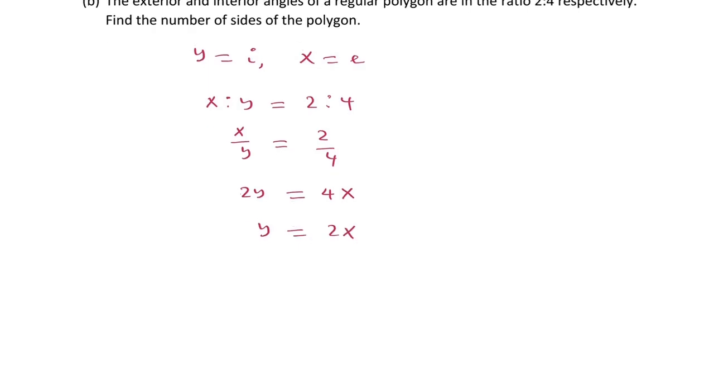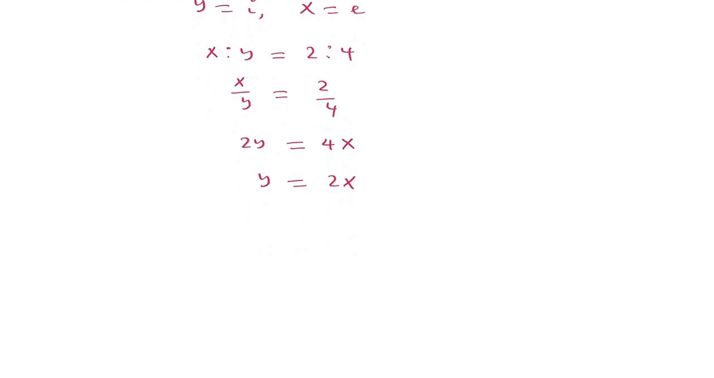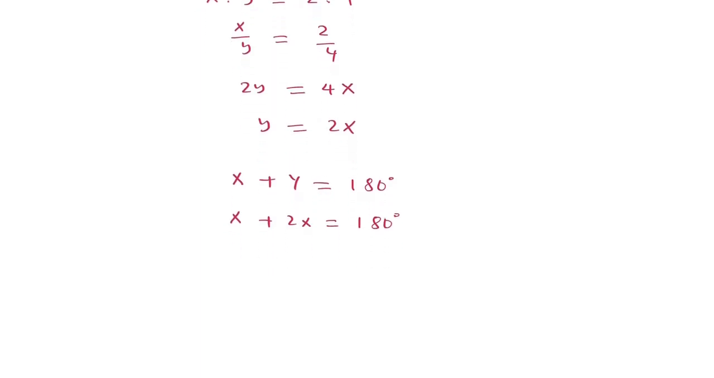But we have to recall that interior angle plus exterior angle gives us 180 degrees, which means taking x plus y equals to 180 degrees. Okay, so from this one, let us substitute y with 2x. Then our equation is going to be x plus 2x equals to 180. Okay, so now let us combine the like terms.